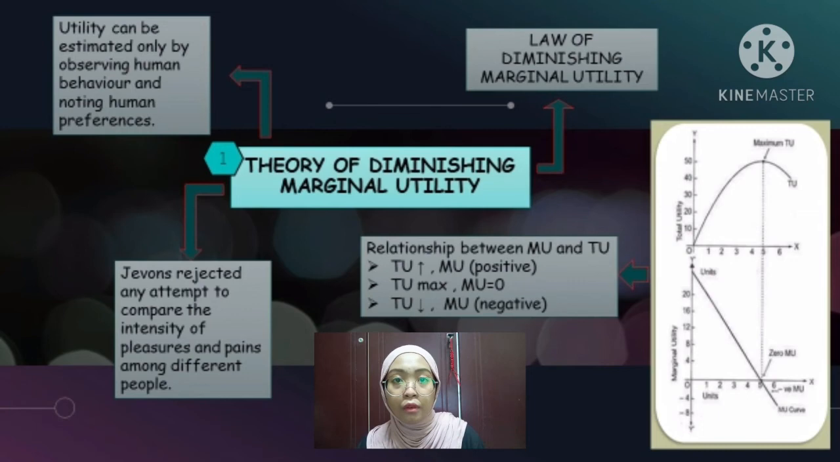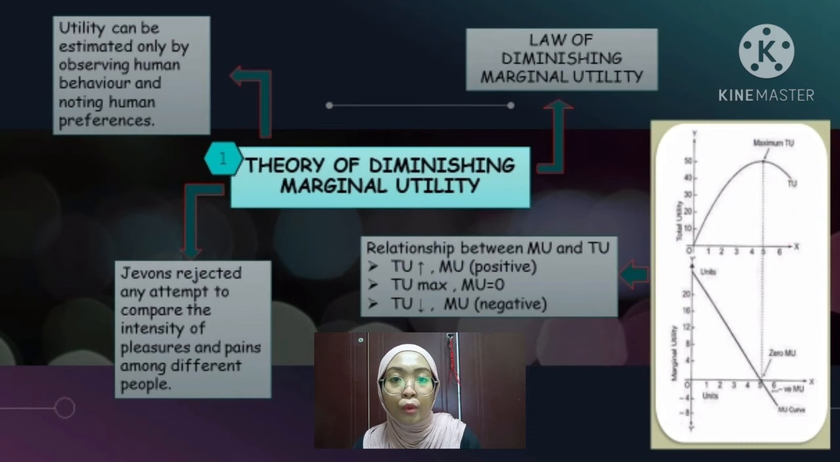The upper graph shows the total utility, TU, that a consumer receives from each quantity of commodity X, and the lower graph shows the marginal utility, MU, the change in total utility as each unit of the commodity is added. Marginal utility, which is equivalent to Jevons' final degree of utility, declines as more of commodity X is consumed. Based on the graph, we can show the relationship between marginal utility MU and total utility TU.